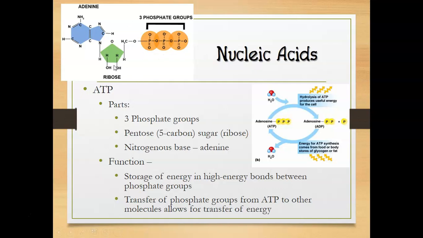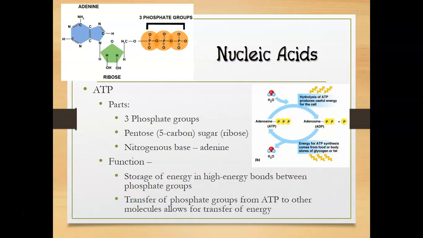Here's the basic structure for ATP. I've got this ribose sugar, I've got an adenine, which is a nitrogenous base, and then I've got 3 phosphate groups that connect here. These 3 phosphates are really where I'm going to be able to store a lot of energy in the bonds that are holding them together. When we break those phosphates off, we release a bunch of energy, and then that energy can get transferred when I transfer those phosphate groups to other molecules so that we can actually get those other molecules to do some sort of function in our cells.